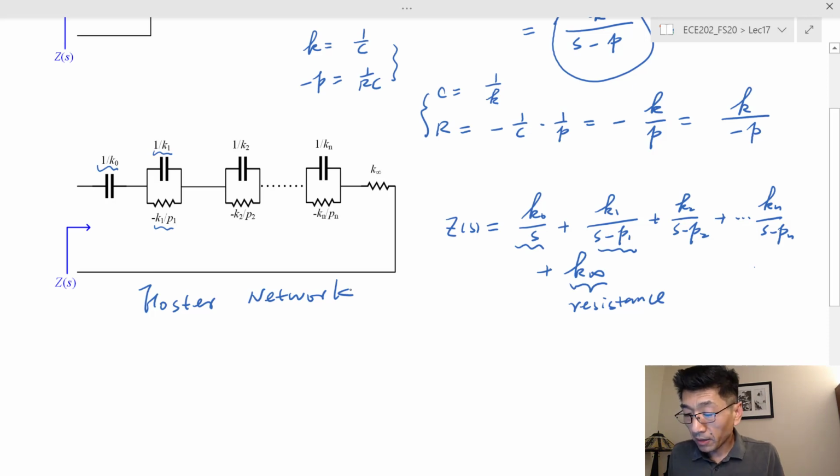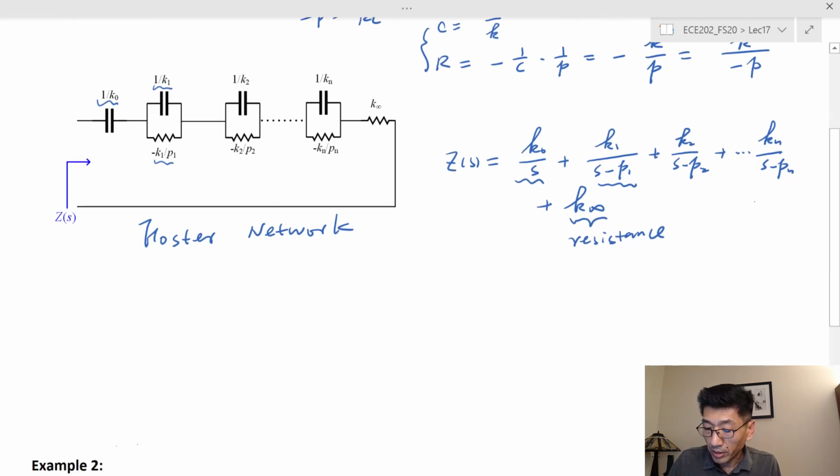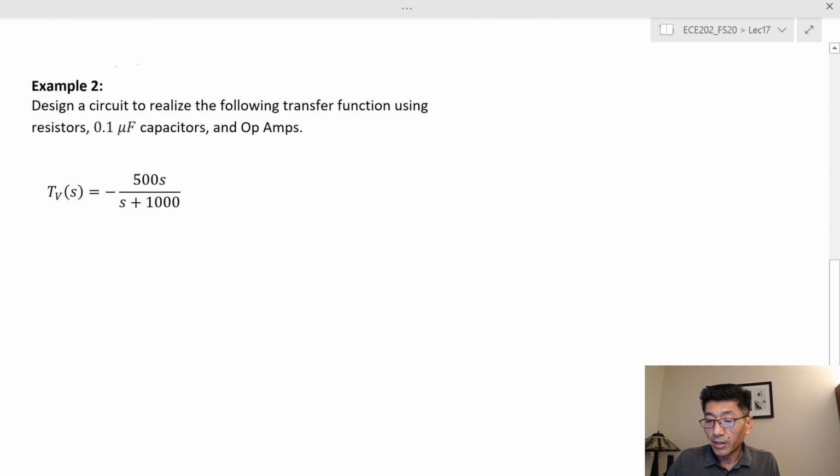Professor Foster made a lot of contributions in circuits. He did a lot of work in the 1930s, and he passed away in 1998. He was 102 years old. So let's look at a couple of examples and see if we can get something working.